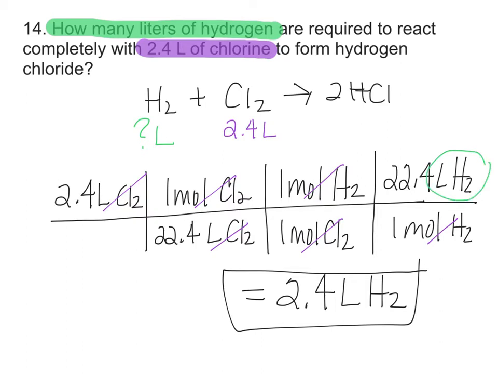So I'm ready to do my calculations. And so this is where you have your choice of how you want to calculate that. But we need to multiply things on the top and divide by things on the bottom. And when you do that, you should get 2.4 liters.